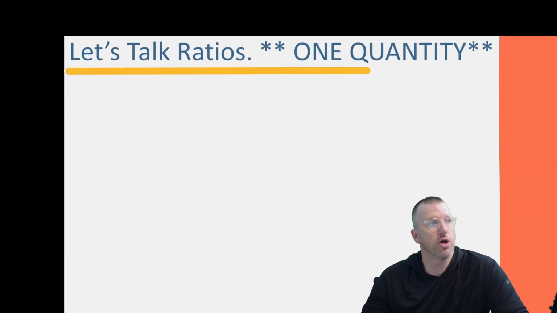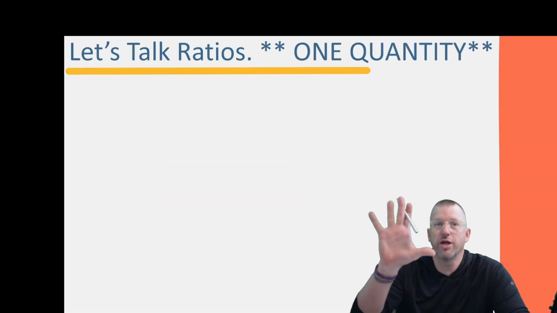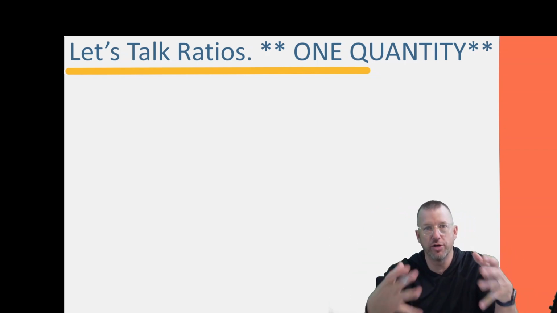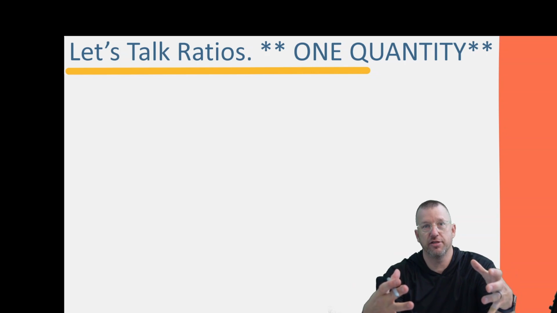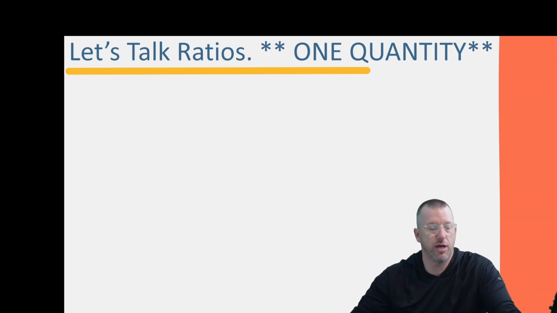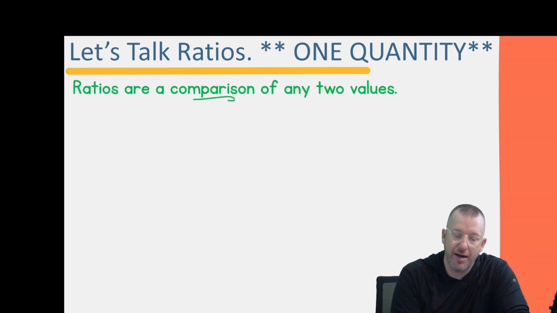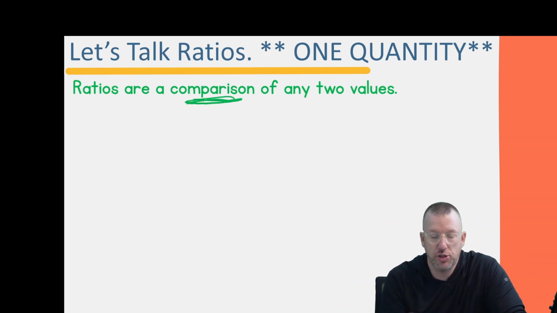Okay, so let's talk ratios. We're going to talk about ratios in one quantity right now. What I mean by that is we have a collection of things in one group. Later in this video, we're going to get to two groups. Right now, we're talking about one group. Remember, ratios are a comparison of any two values.